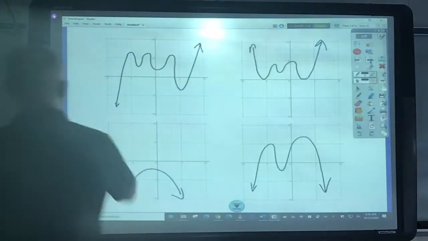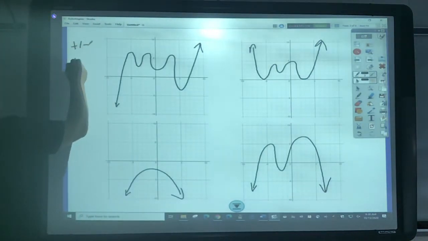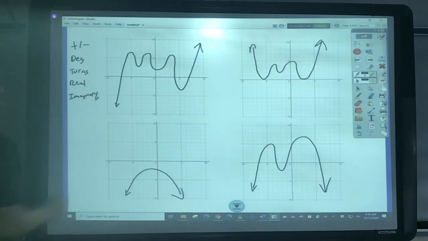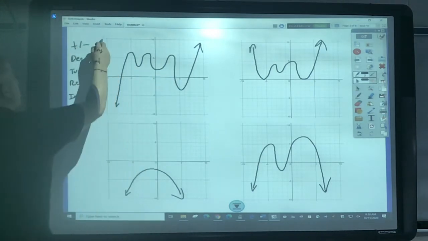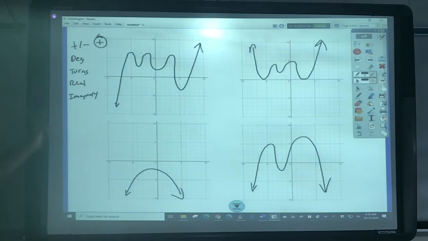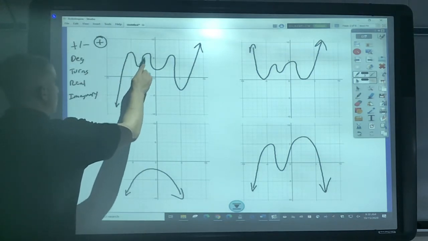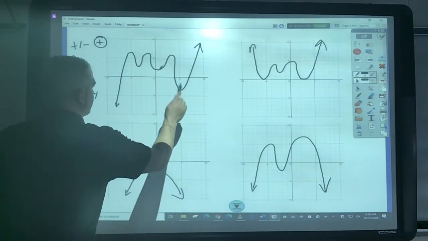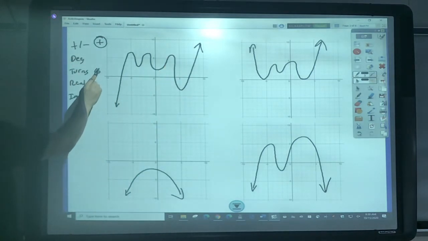So for these, we're going to find out, is it positive or negative? We're going to find the degree, the turns, the real, and the imaginary zeros. When I see arrows here and here, this is going to be a positive. Now let's count the turns. It turns 1, 2, 3, 4, 5, 6 turns. So if I have 6 turns, that means my degree, I have to add 1 to that number, will be 7. Now let's figure out our real zeros.